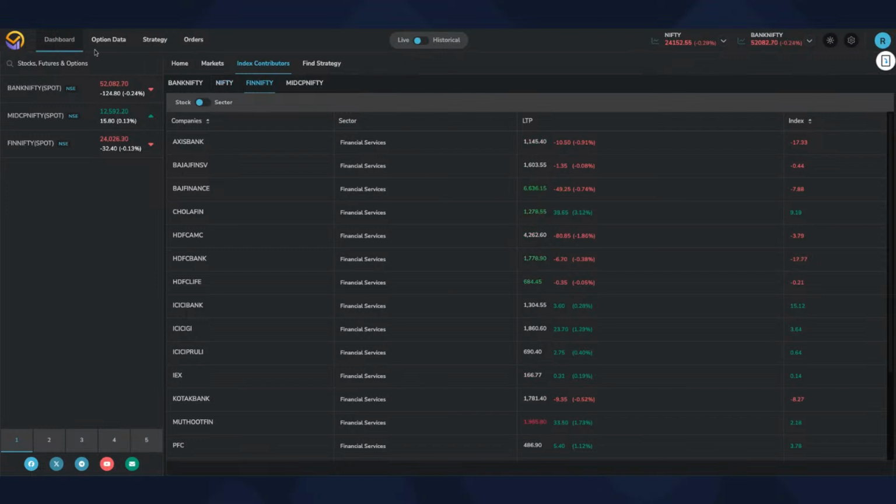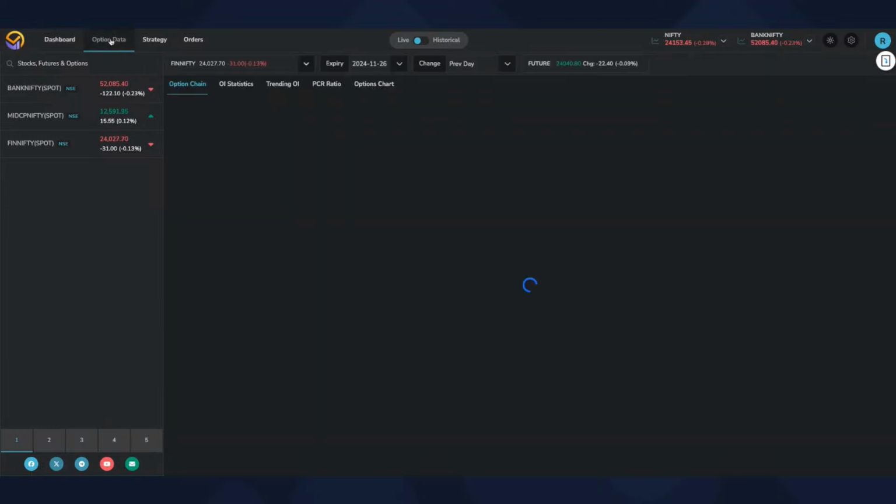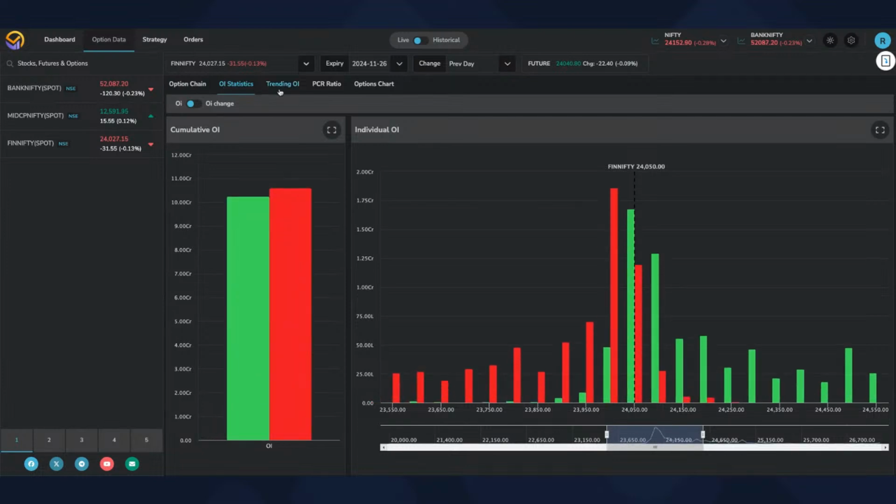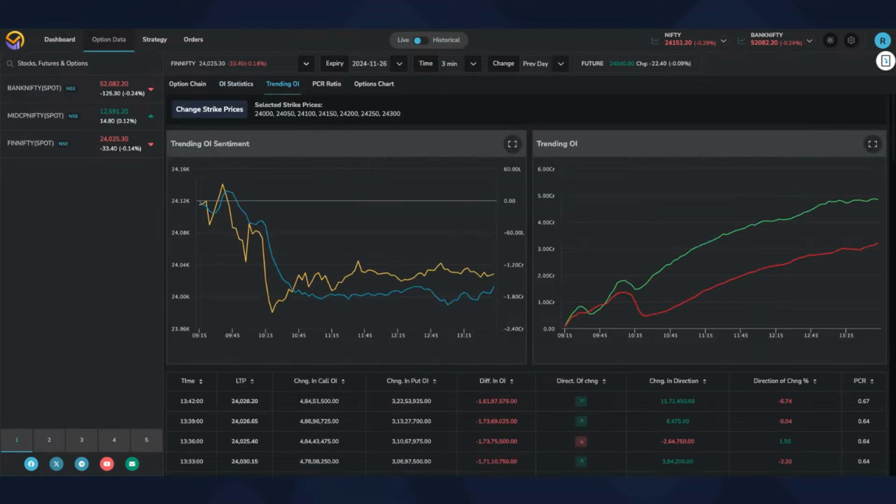So this is Insta Options again, and you have the options data. You can see OI statistics. You can see trending OI, which is the OI that is trending, and this also is good information, right?